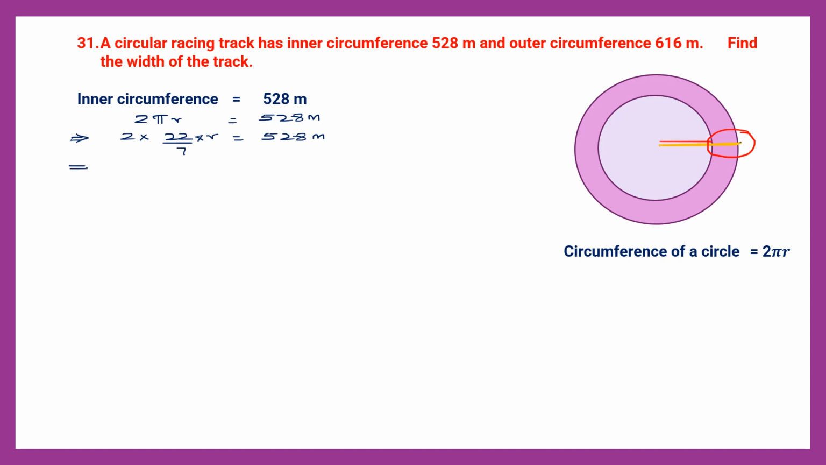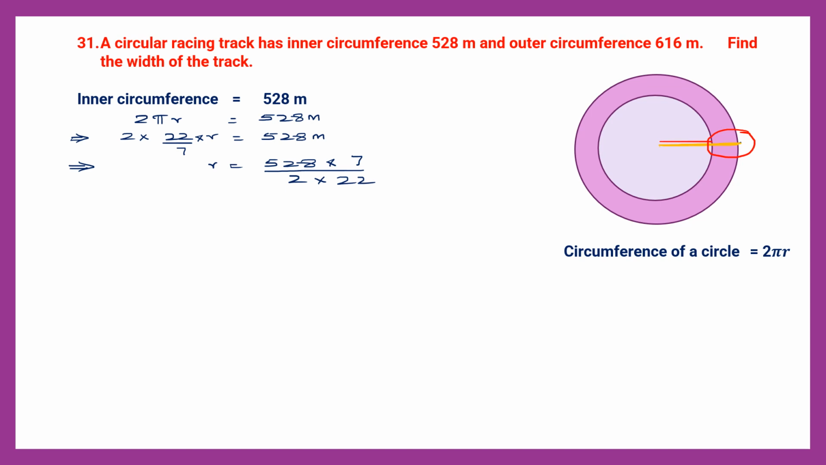Now we're going to find only r. So that means on the right hand side we have 528. We are going to move this whole thing, 2 into 22 by 7, to the other side. So first let's move 7. 7 is division. So when it goes to the other side, it becomes multiplication. So it becomes into 7. Now look at 2 into 22. Both are on top. And because it's multiplication, when it goes to the other side, it becomes division. So let's write by 2 into 22.